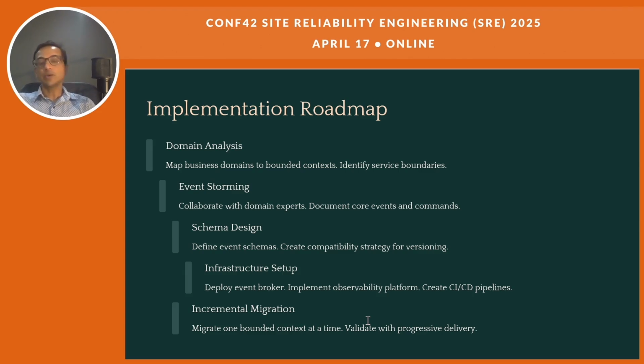And then comes our incremental migration. Finally, we migrate one bounded context at a time using progressive delivery. This approach allows us to validate each step, ensuring zero downtime while maintaining system stability. And that is what we are doing as site reliability engineers.